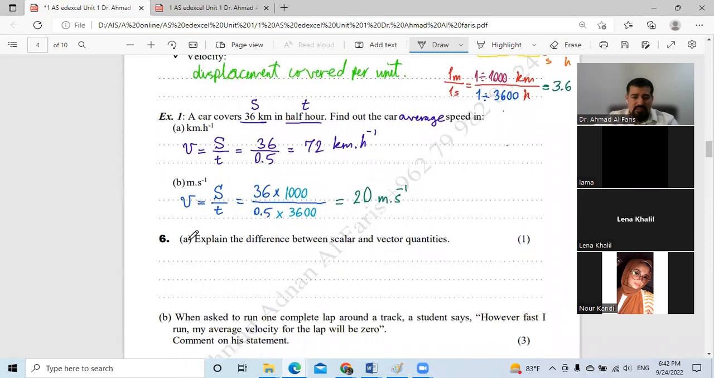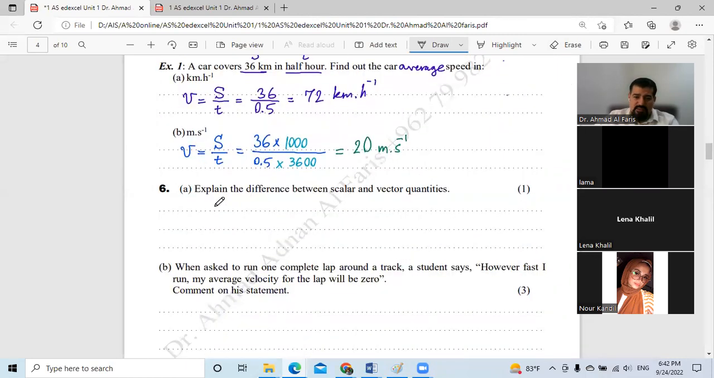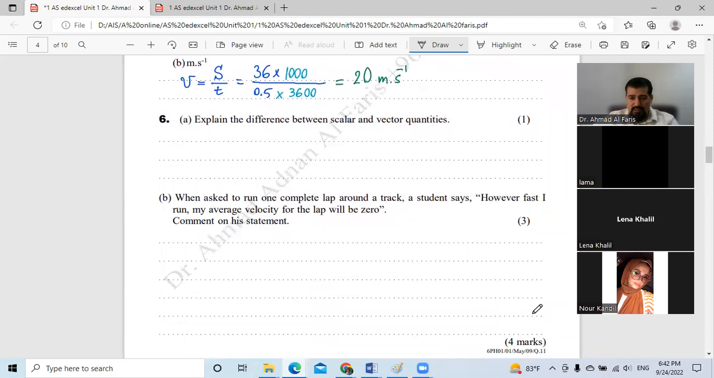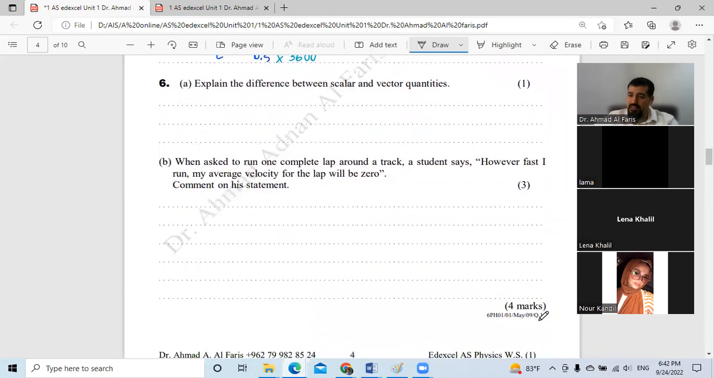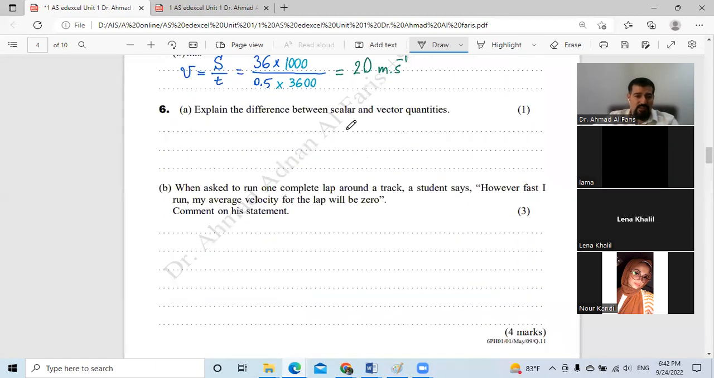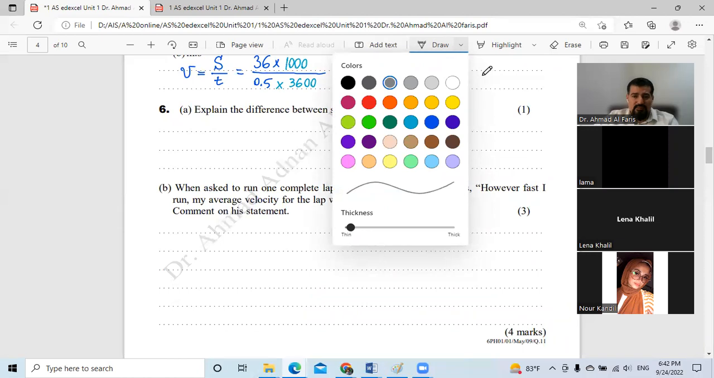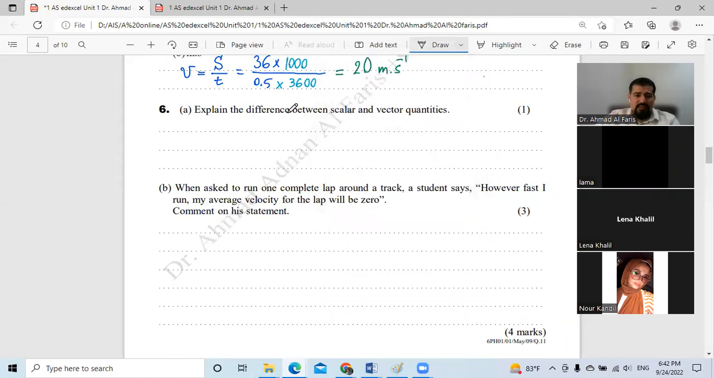Now let's do a past paper question. Every question that I bring, I will show you from which year. This is May, June 2009, question number 11, the first question after the multiple choice questions. Okay, what do we have here? A, explain the difference between scalar and vector quantities. It's very easy. We can bring an IGCSE student who talks physics and can answer this question.